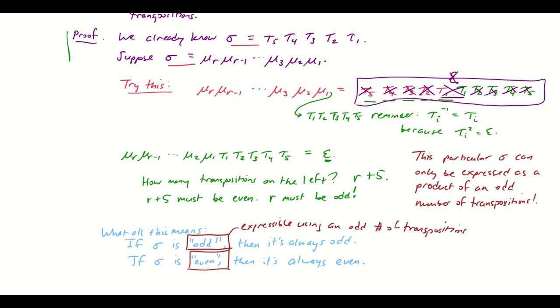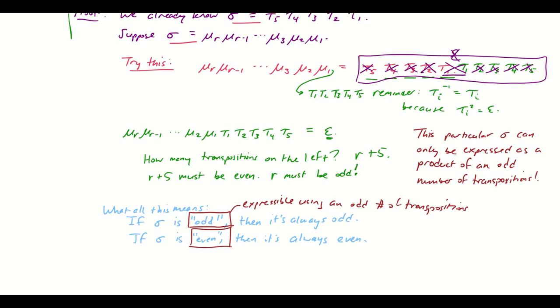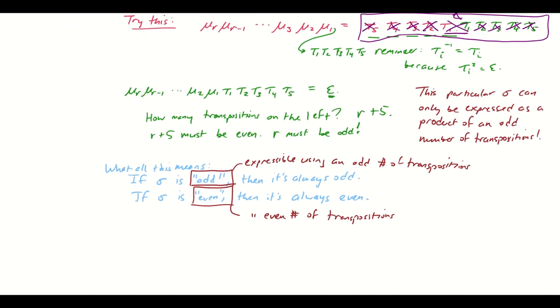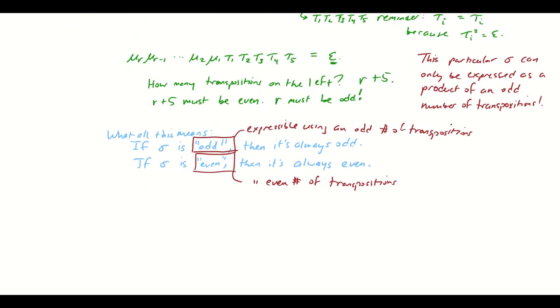Sorry about the poor handwriting there. And then even means expressible using an even number of transpositions. And the result that we have here is that a sigma, a permutation in S sub n, can never be both of these. So just to reiterate the reasoning, sigma can never be both. It'll always be one of them, because we know that every permutation is expressible using transpositions.